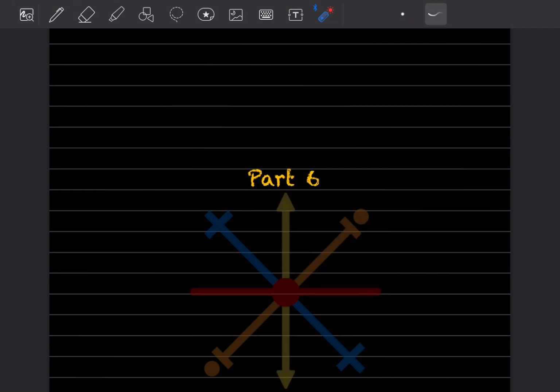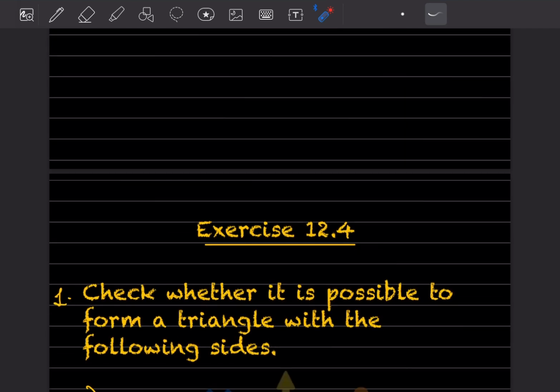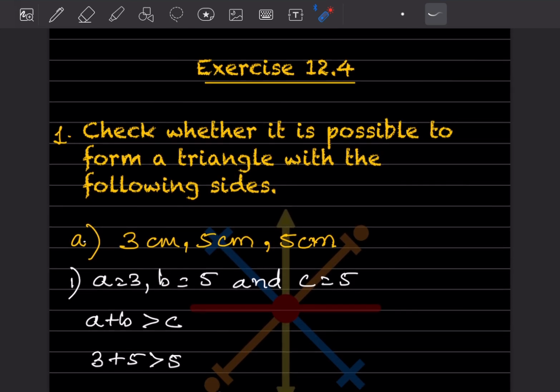So today we'll do part 6. In that we'll see exercise 12.4. Check whether it is possible to form a triangle with the following sides. Here the sides are given: 3 centimeter, 5 centimeter and 5 centimeter.